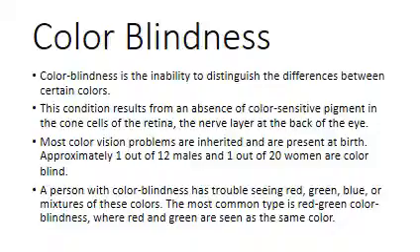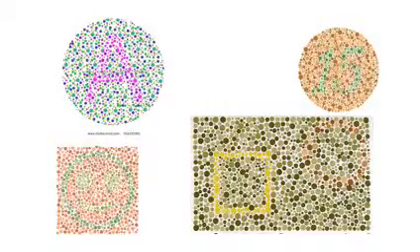A person with color blindness has trouble seeing red, green, blue, or a mixture of these colors. The most common type is red-green color blindness, where red and green are seen as the same color. Here are some tests to see if you have color blindness or not.